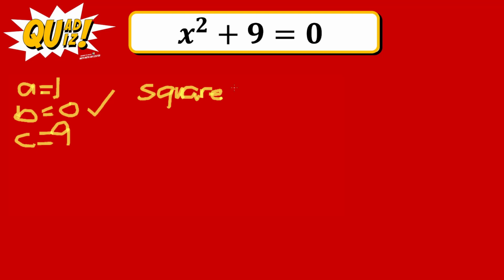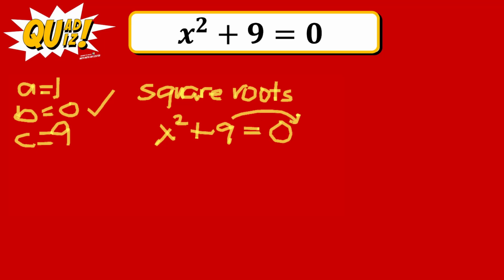Again, this is only possible if B is not around or if B is 0, because this is what we're going to do with this. We have x squared plus 9 equal to 0. We're going to move this constant to the other side. You will have x squared is equal to negative 9. After this, we can apply square roots.